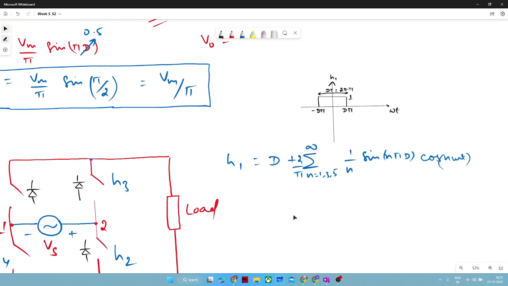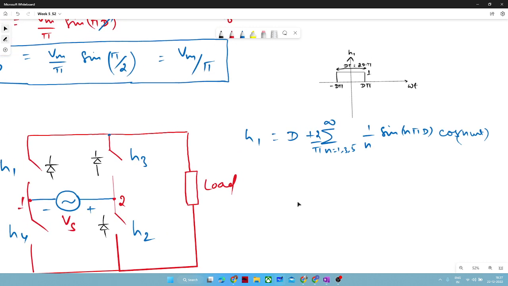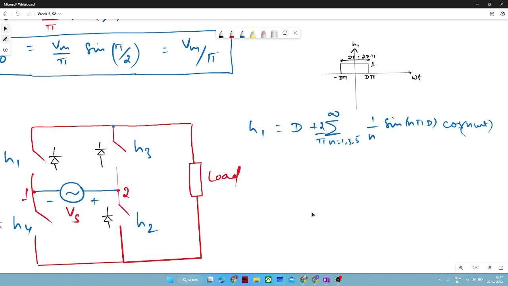Okay. What I drew at the starting of the session. This is the pulse for H1 I am considering here, and I can write the switching function for this pulse in terms of H1, right? Now, what will be the switching function for H2?